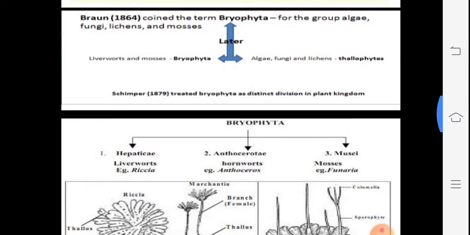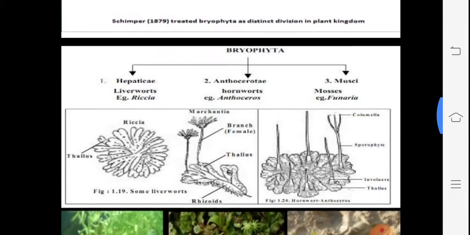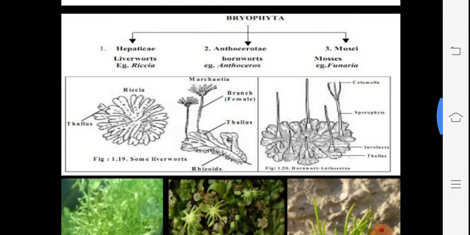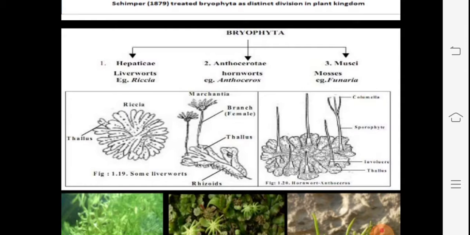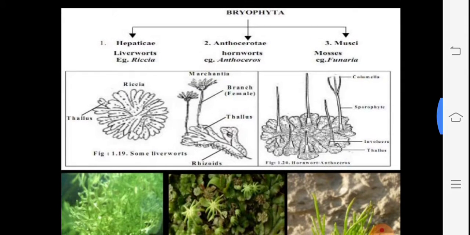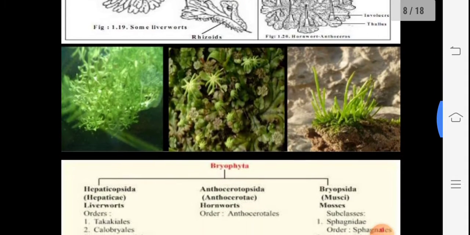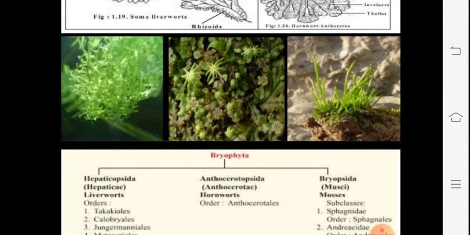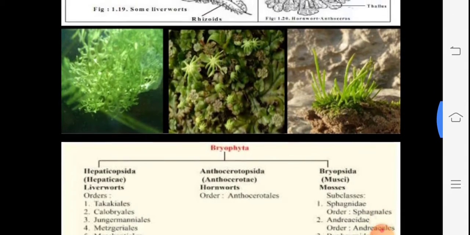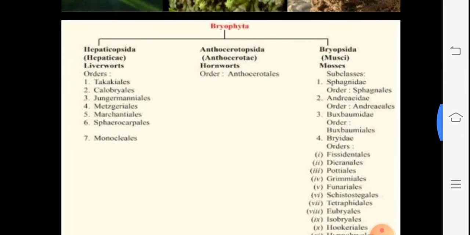Different authors like Brown divided them into liverworts and mosses. Then on one hand, algae, fungi and lichens are there. Recently, the classification we generally follow is Hepaticae, Anthocerotae and Musci. So go through these diagrams. Marchantia, Riccia, then Anthoceros; these are the photographs. The right-hand photograph is of Anthoceros. Then there are the Musci or the Marchantia. Some orders I am highlighting here.